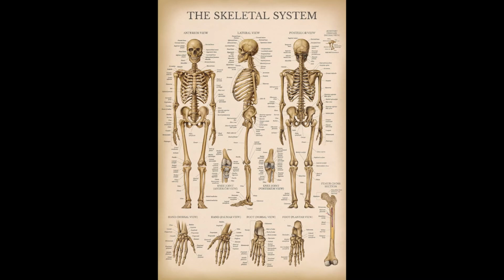There are so many bones everywhere in the body. There's 206, give or take, as an adult. So we divide them into two major groups.